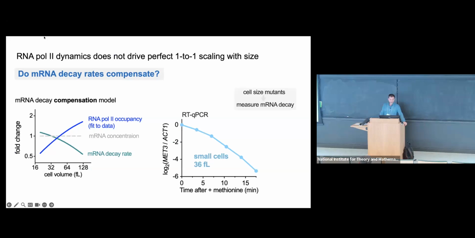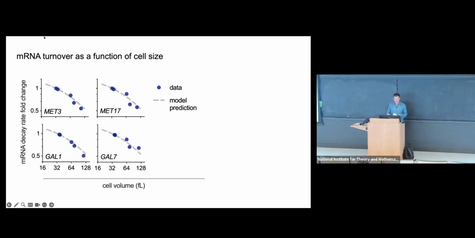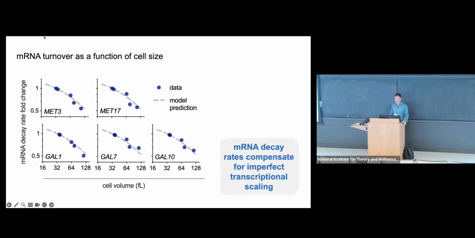We first used qPCR on small cells and then large cells. And we can see the decay rate of this gene MET3 is a bit slower in the large cells. So we can estimate the exponential decay as a function of cell size, and we can see that it gets smaller and smaller. But not only that, it gets smaller in the amount needed in order to maintain the constant concentration, right? So that would be the model prediction. If the concentration is maintained, this is the relationship that they should have. This is one gene, MET3, but we can also see it with MET17, GAL1, GAL7, GAL10. So we did this for 5 genes.